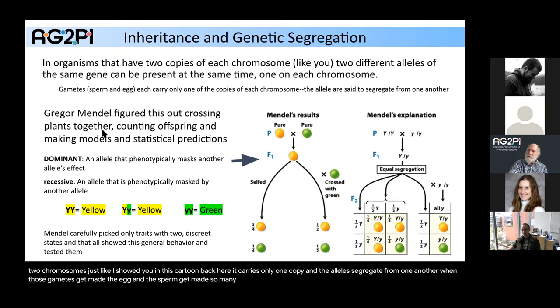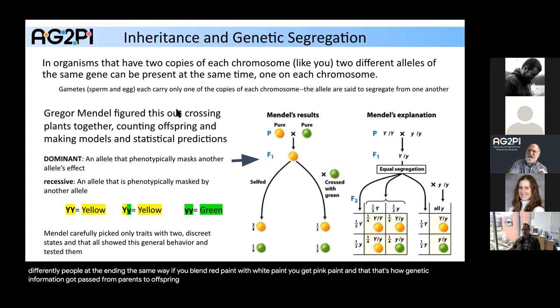So Mendel, right, Gregor Mendel, the monk back in the 1800s, figured this all out by crossing plants together, counting the offspring from the things that he crossed, and then making models and statistical predictions. And there were two fundamental things he did differently from anybody before him. People at the time thought that genetics worked by blending, the same way if you blend red paint with white paint, you get pink paint. And that's how genetic information got passed from parents to offspring.